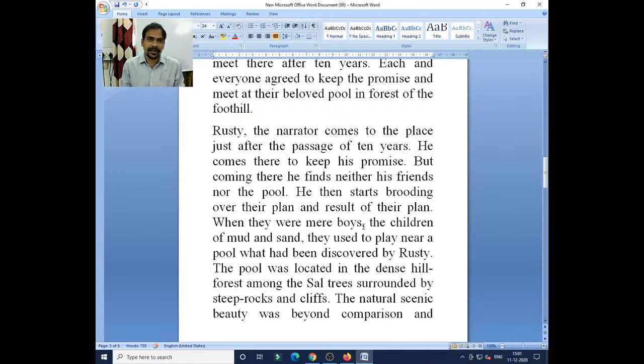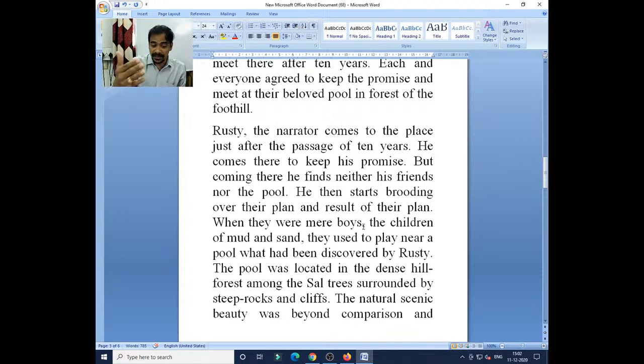So he is a little sad and disappointed, but fortunately gets consoled after observing another pool, where a lot of children are playing. He is reminded of his own childhood days, how they used to come there, Anil, Somi, all his best friends. This is all about the story. I hope this is very easy and you will be able to understand what I am trying to tell you. He then starts brooding over their plan and the result of their plan.